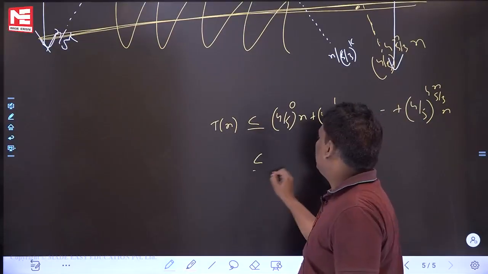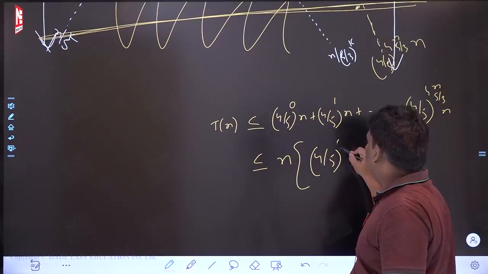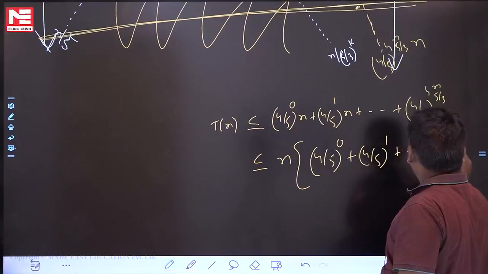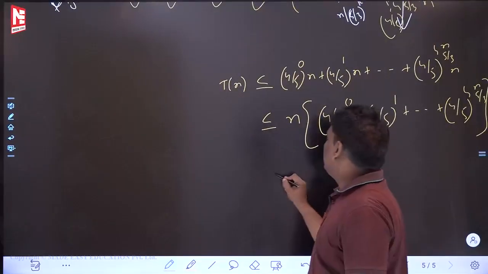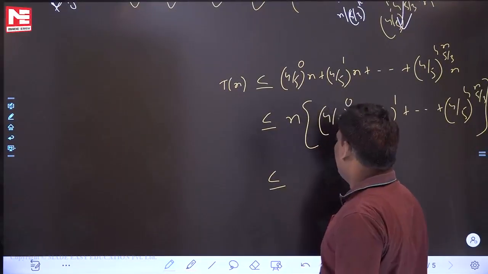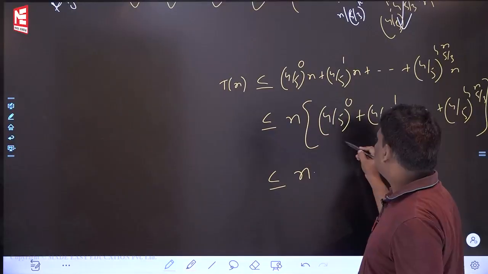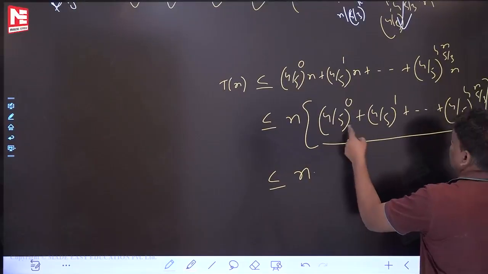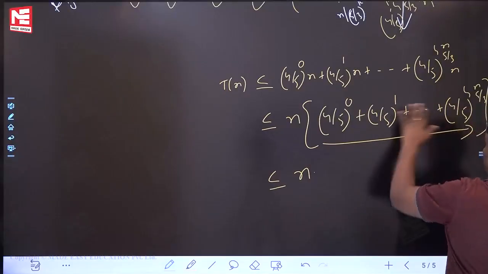Let me check here, less than or equal to n common. Remaining (4/5)^0, (4/5)^1, and so on. What is the last one? (4/5)^(log n base 5/3). Now one more interesting thing, right? In the last class we did, please be careful. In the last class we did n into. Can you see, is it a GP series? In the previous lecture we did, is it a GP series? Right? I think so, a^0, a^1, a^2, I think it is a GP series.